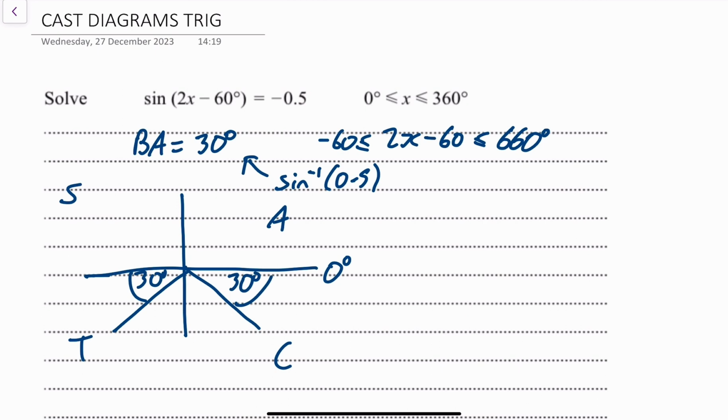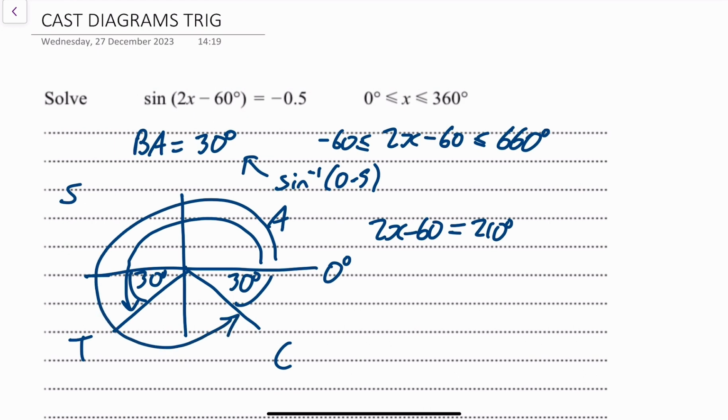Now the first one I'm going to come to is if I go round this way, that's 180, and then another 30, so 2x minus 60 is going to be equal to 180 plus 30, which is 210 degrees. The next one is going to be all the way around to here, that's 360, 30 degrees shy of 360, which is going to be 330.